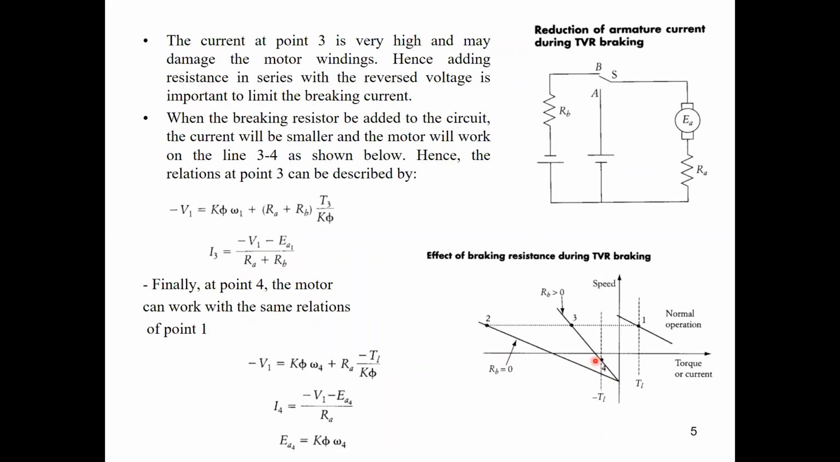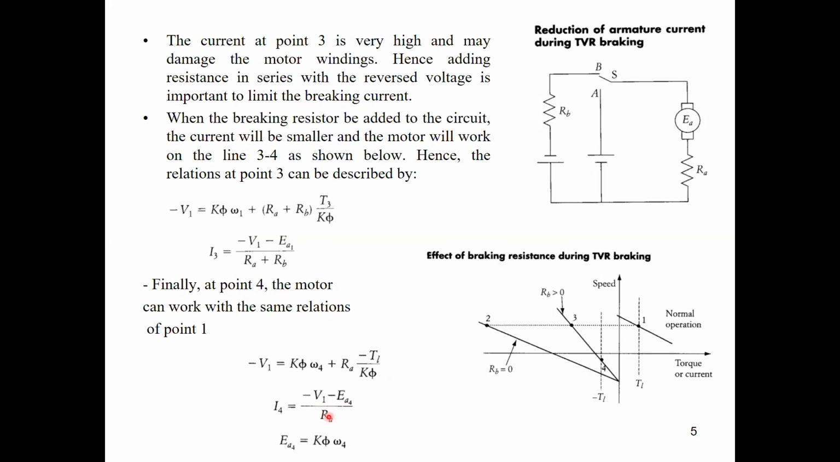Finally, at point 4, which is the reverse motor operation, we can substitute with these relations. Minus V, because the supply voltage is reversed, equals K phi omega 4, because now the speed is changed to point number 4, plus RA multiplied by IA, which has a negative sign now, which is minus torque load divided by the machine constant K phi. So finally, I4 will equal minus V1 minus E divided by RA. But here we still have the braking resistor, so this relation is not correct.